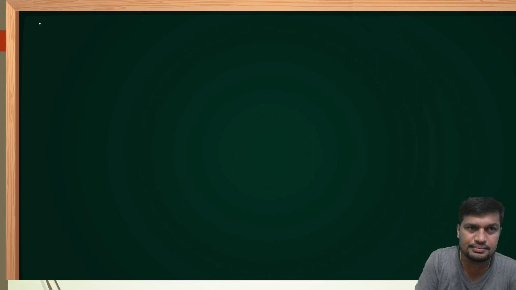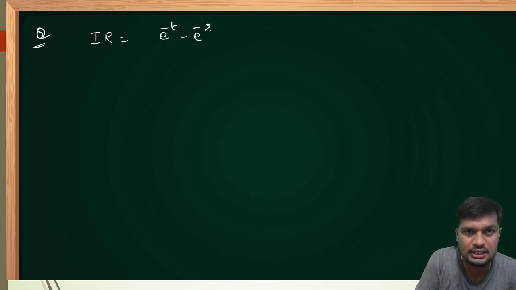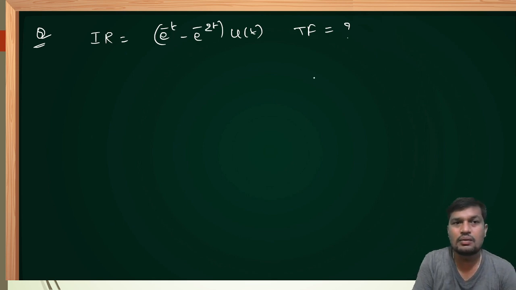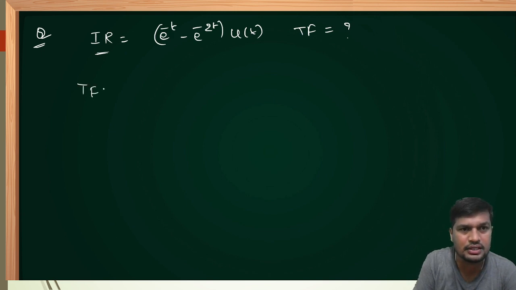The first question: the impulse response of a system is given as e power minus t minus e power minus 2t into u of t, then the transfer function of the system is. Now they have given only the impulse response. There is no output, there is no input. I gave a very simple formula: transfer function is equal to Laplace of impulse response.